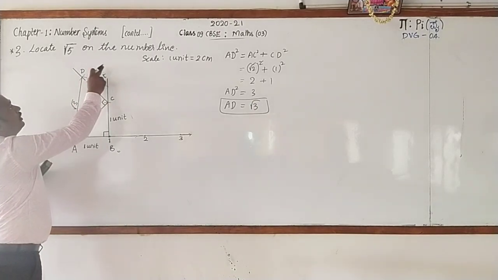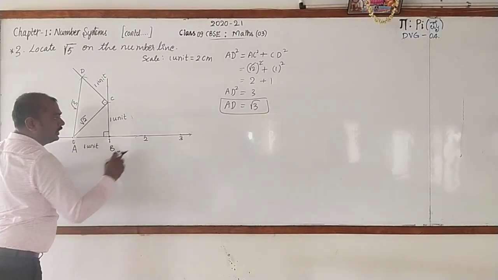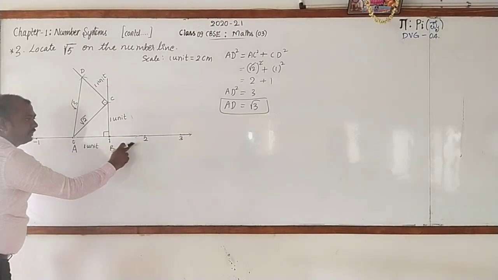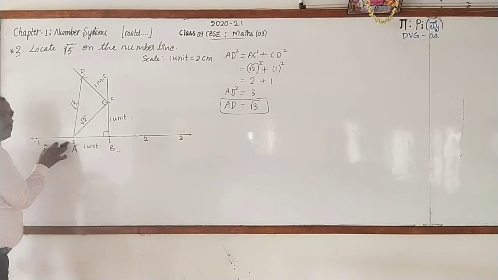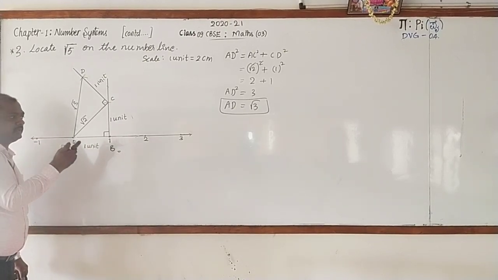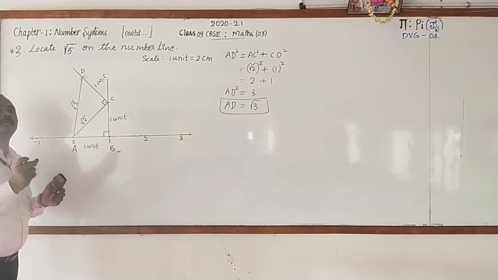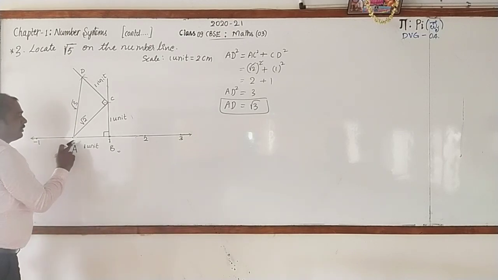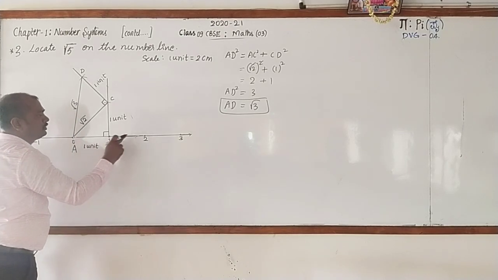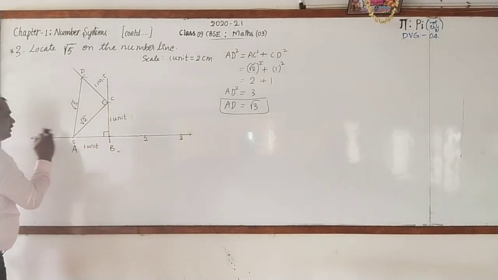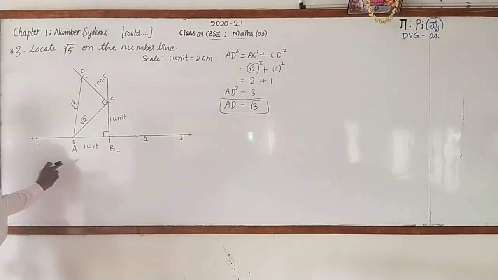Then you have to draw a line like this. Go on marking for every unit distance, that is, for every 2 centimeters. If the distance is more, it is more comfortable for construction. Then mark 0, 1, 2 and 3. On the left side of the 0, mark minus 1.